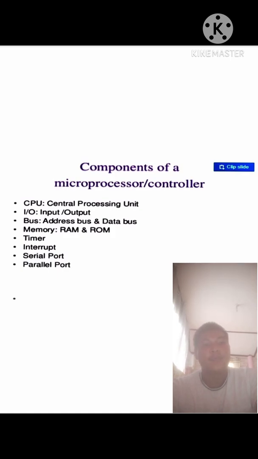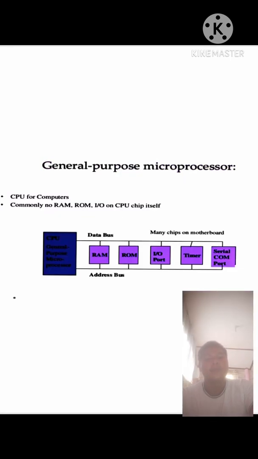These are components of a microprocessor and microcontroller. Examples: CPU, Central Processing Unit, input and output, bus, address bus and data bus, memory, RAM and ROM, timer, interrupt, serial port, parallel port.